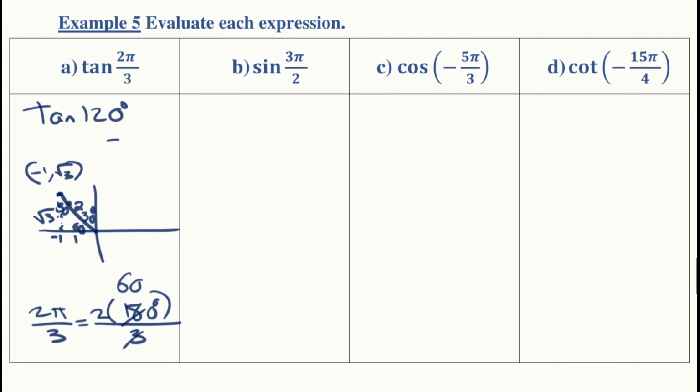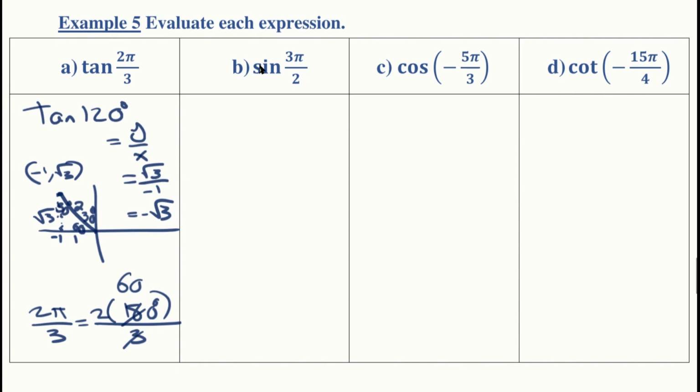Tangent is of course y over x, so it's going to be square root of 3 over -1, so it'll be negative square root of 3. So this is exactly what we did in our previous video, right? All right, so that's that for tangent of 2 pi over 3.